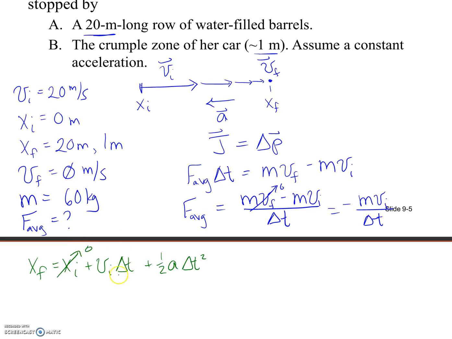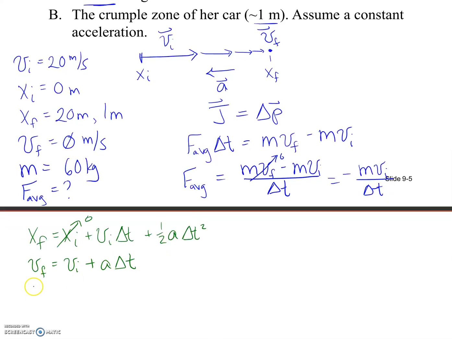So my initial position is 0. I know my initial velocity, but I don't know the acceleration, so that's not going to help. I have v final is equal to v initial plus a delta t. Once again, I don't have acceleration or delta t, so that equation doesn't help. And lastly, I have v final squared minus v initial squared, which is equal to 2a times x final minus x initial. This one doesn't have time in it, but I can at least find the acceleration a and then plug it back into one of these other ones.